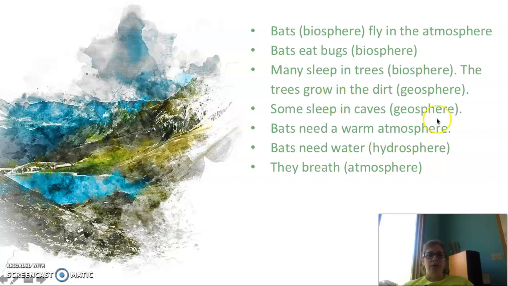I also have that some bats sleep in caves, which are the geosphere. Bats need a warm atmosphere. Bats need water, which is the hydrosphere. And they breathe, so they need the atmosphere. So that's a list of just a few of the interactions that you might have seen. And as I said, I'm sure you came up with some ones that I had not thought of.